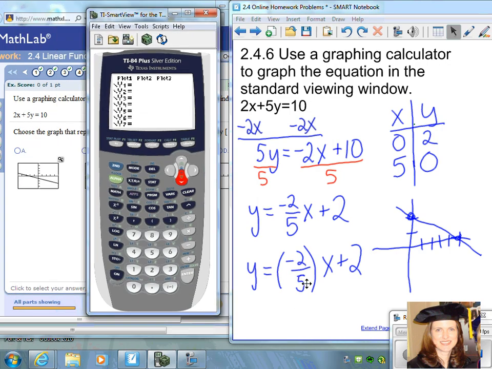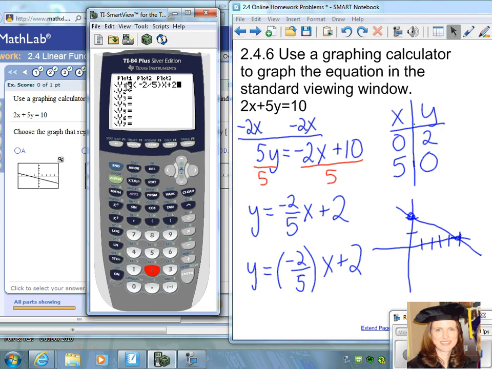Y is equal to negative 2 over 5x plus 2. Put the fraction in parentheses. I use the parenthesis sign, and also you want to use this little negative sign here. Don't use the big minus sign. That's also going to cause an error. So use the little negative sign, 2, and then I use the division sign, 5, and close the parentheses. Negative 2/5. Now I'm going to use this button here to type in the x variable, and then I type in plus 2. Notice my equation is y equals all of this, and there is already a y equals there.